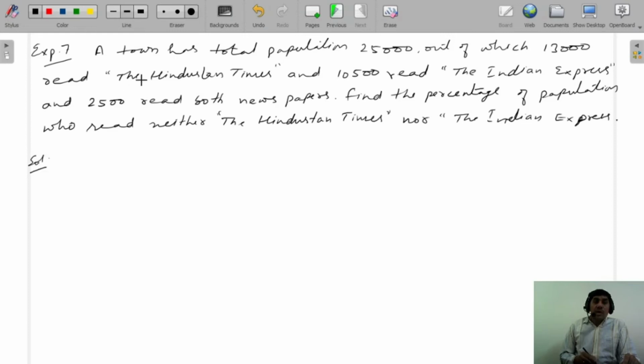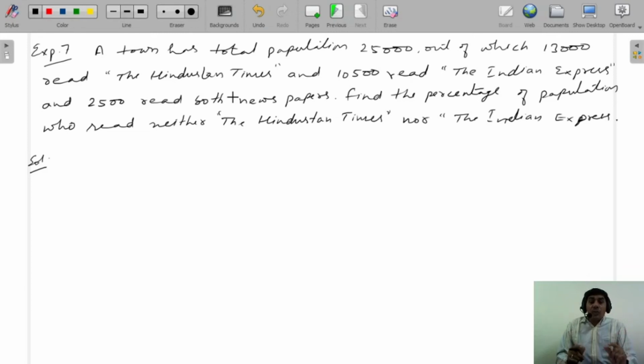Solution. In this question, it is given that the total population of the town is 25,000. Out of these 25,000, 13,000 read the newspaper Hindustan Times, 10,500 read the Indian Express newspaper, and 2,500 people read both types of newspapers.